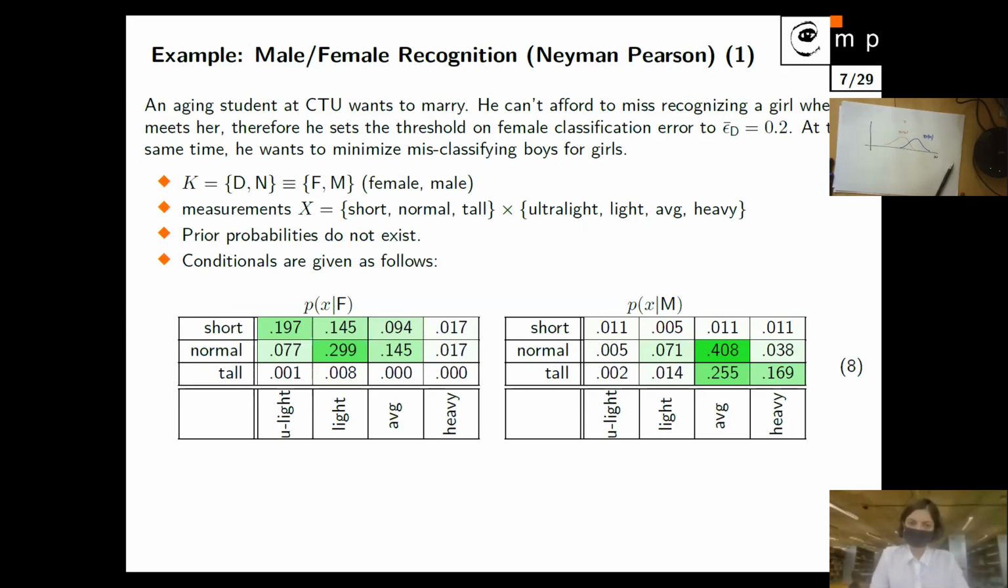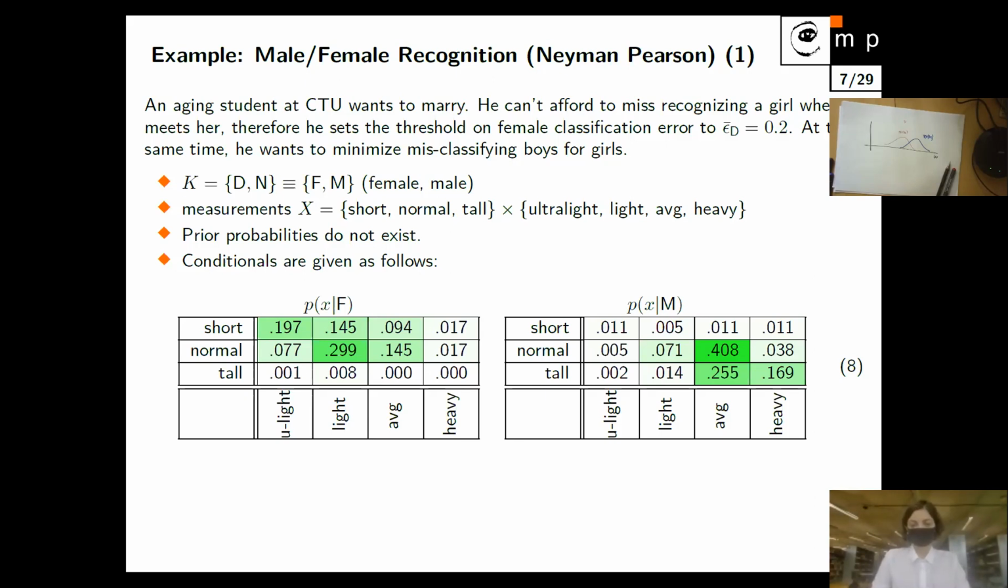Okay, so now we'll show an example problem on which we'll show the solution. At the moment, you understand the Neyman-Pearson formulation. Then you need to know the solution, and those who want to be completely happy also know the proof of the solution. Then you know everything. Of course, because we already introduced two problems, Bayesian decision making and Neyman-Pearson, we see that different situations might require different formulations. So our problem is this: an aging student at CTU wants to marry.